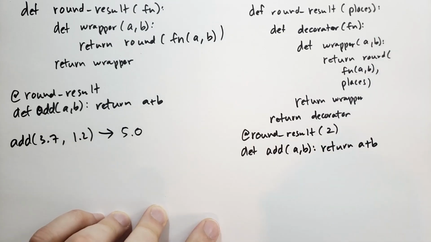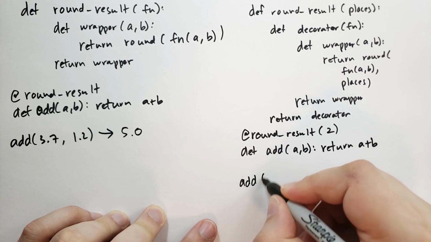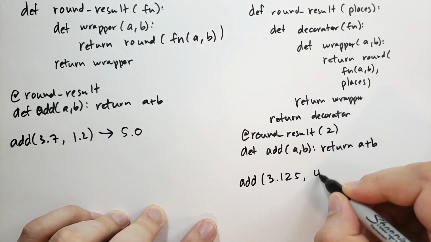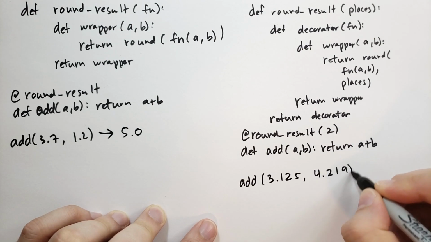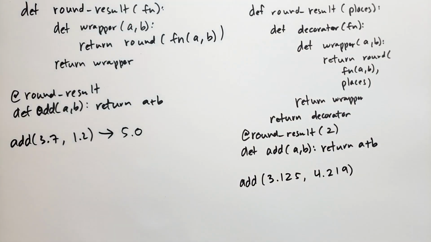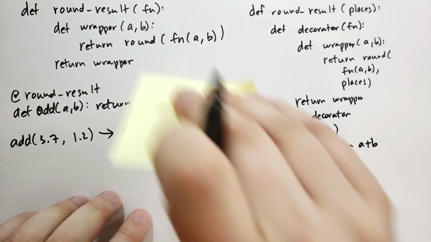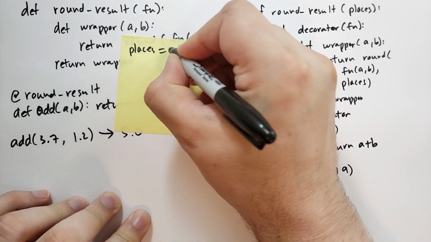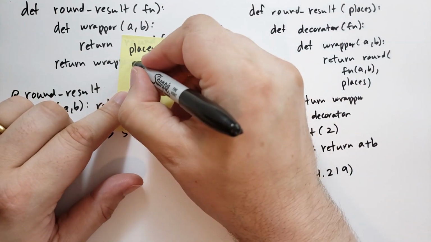Okay, and when we call this, let's say we call it with 3.125 and 4.219, right? Let's walk through what's happening with this code. So when we call round result 2, we're creating a new namespace. Places is equal to 2, and it leaves a spot for decorator.